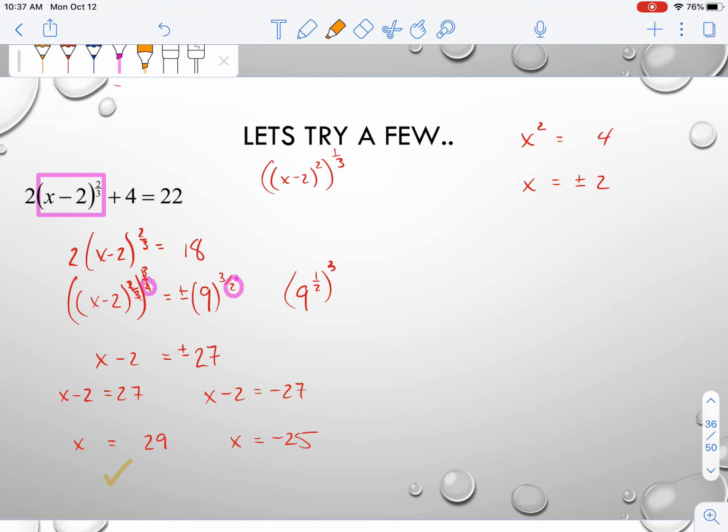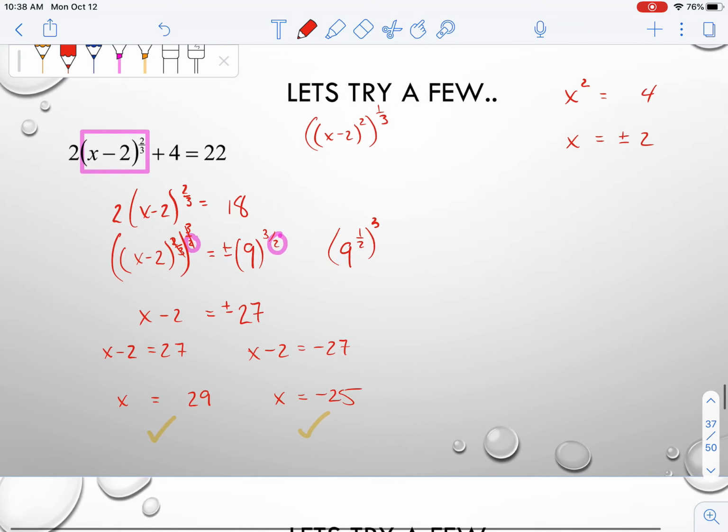So let's deal with the x equals negative 25. Negative 25 minus 2 is negative 27. The cube root of negative 27 is negative 3. Negative 3 squared is positive 9. Times 2 is 18. And plus 4 is 22. Both these answers check. We're good to go.